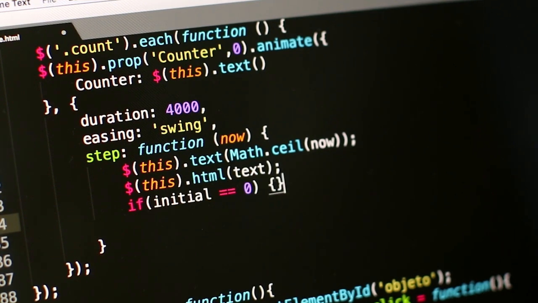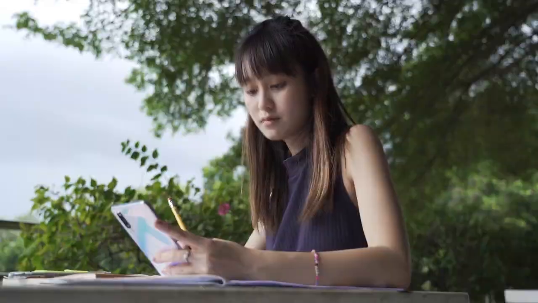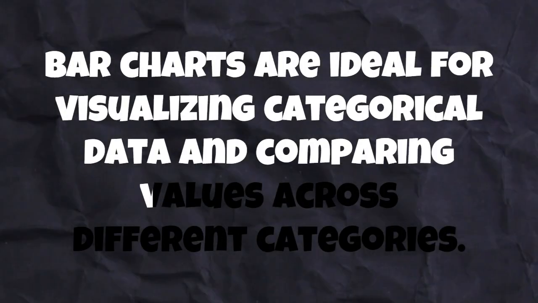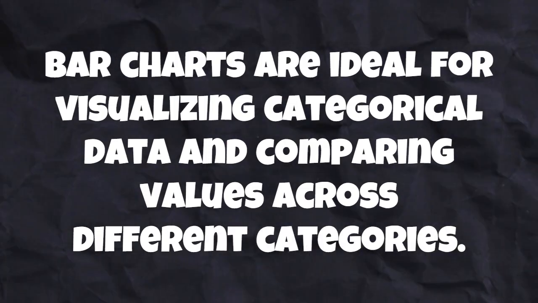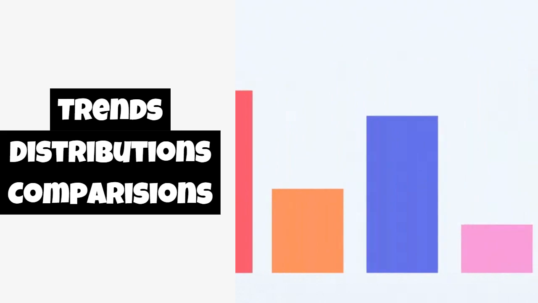Before we jump into coding, let's quickly discuss what bar charts are and when to use them. Bar charts are ideal for visualizing categorical data and comparing values across different categories. They're great for showing trends, distributions, and comparisons. So now that you know why we use bar charts, let's head to the screen and learn how to plot them.